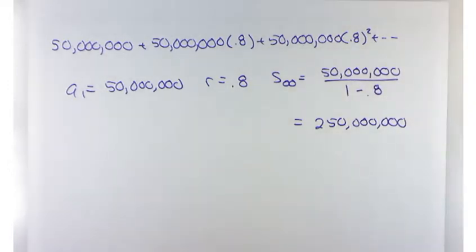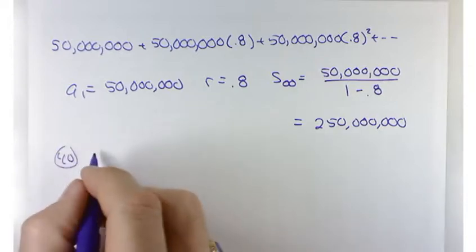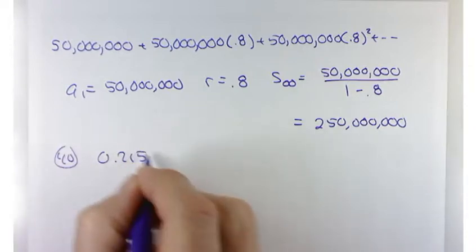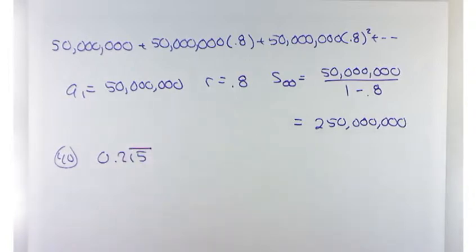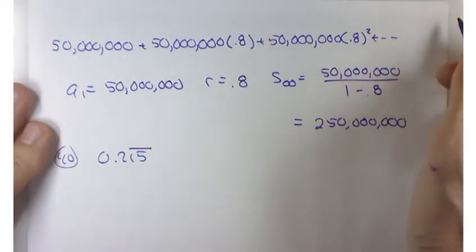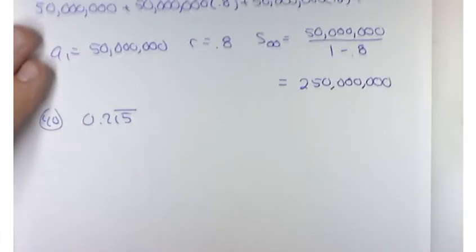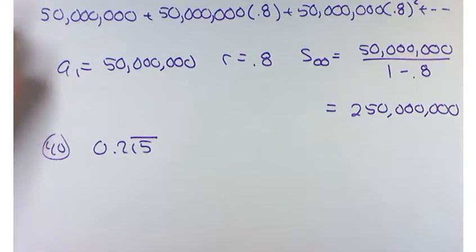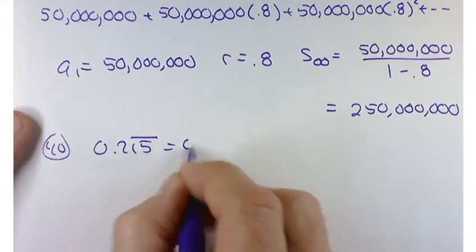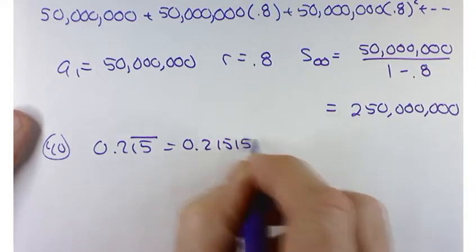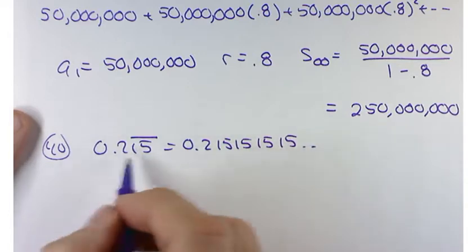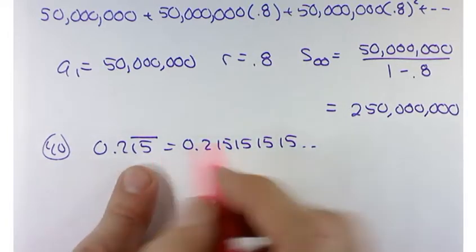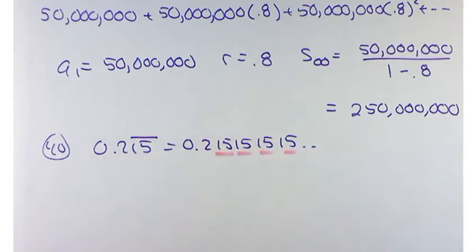So, okay, let's get back to some of the problems here. Let's pick up with problem number 40, which is 0.215 bar. And we want to see if we can write that as a fraction. So, first of all, let's remind ourselves what that 0.215 bar means. What that means is 0.215, etc. It's saying that the part underneath the bar is the part that repeats itself forever.